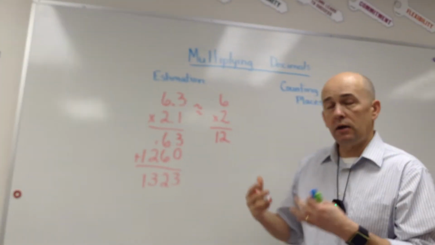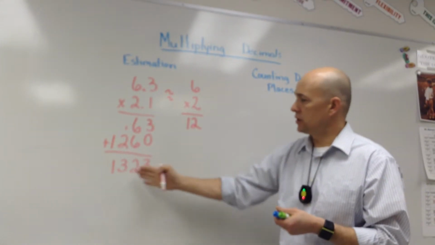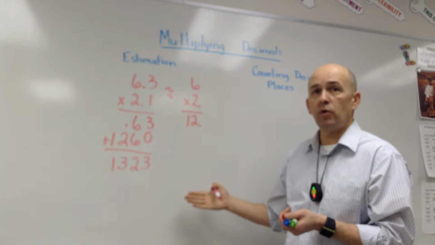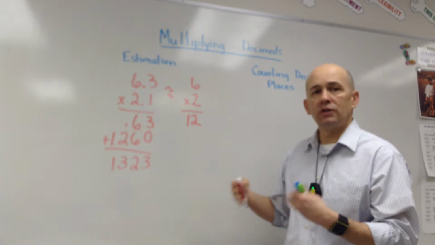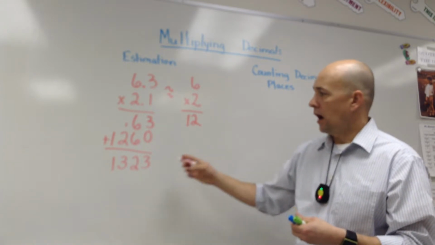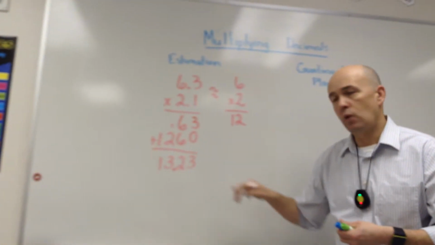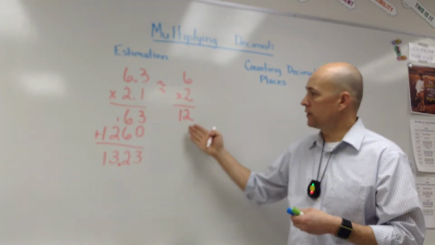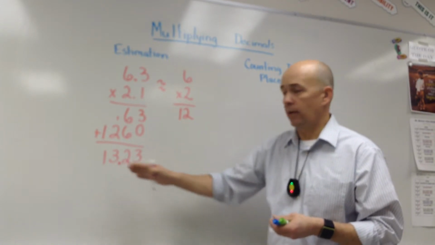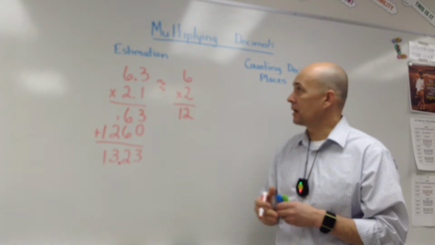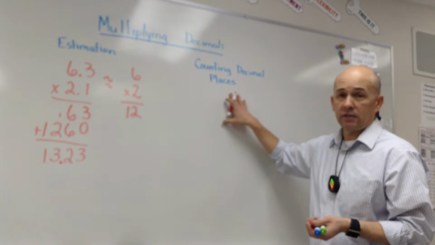Now, what I'm going to do here is, since I estimated my answer was 12, I'm just going to look at the digits that I have in my answer, and I'm going to place the decimal point somewhere in that number that's going to get me as close as I can to 12. In this case, I'm going to put it right here between the 3 and the 2, because 13 23/100 is as close to 12 as I can get. If I put it here, it's too small, and if I put it here, it's way too big. So I'm going to put it to get it as close as I can. That's the estimation method.